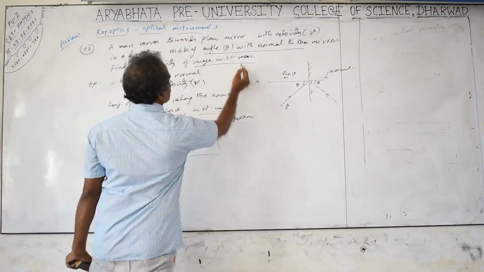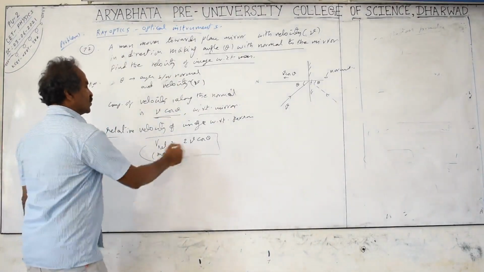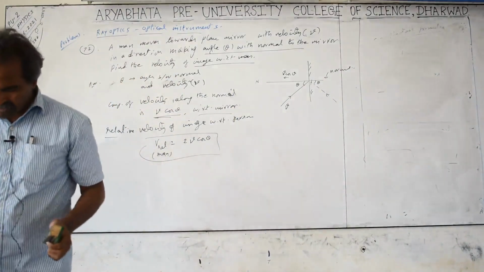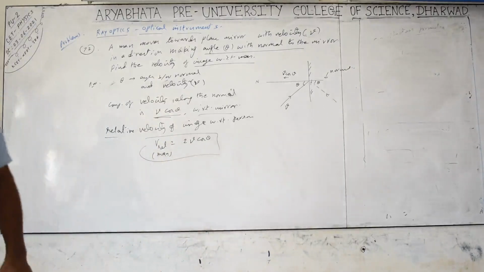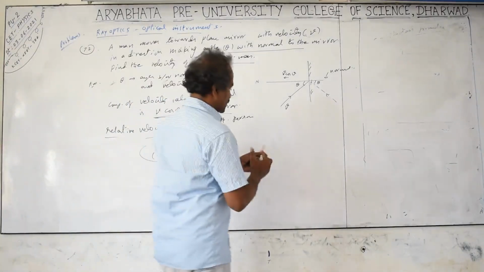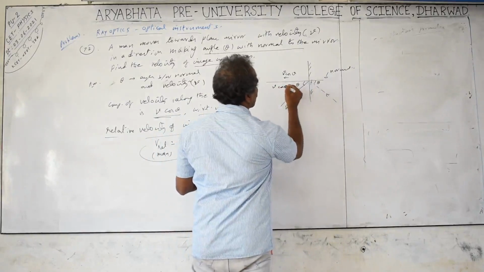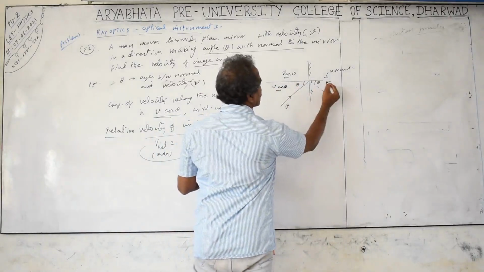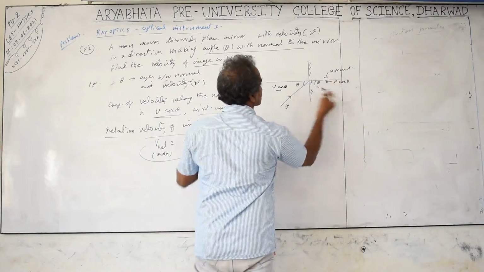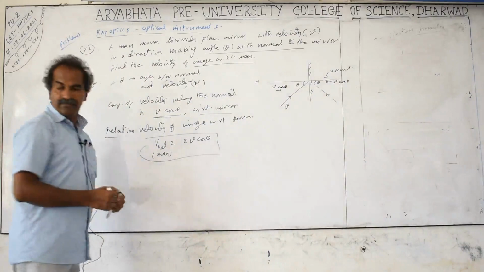But the question is with respect to the man, so you have to take the relative velocity. The relative velocity of the image with respect to the person is 2V cos theta, because the velocity doubles. When objects are moving in opposite directions, the relative velocity is the sum of the two velocities. The person's velocity normal to the surface is V cos theta. The image velocity is V cos theta but in the opposite direction. This is the object velocity, this is the image velocity, in opposite directions. The resultant relative velocity is 2V cos theta.